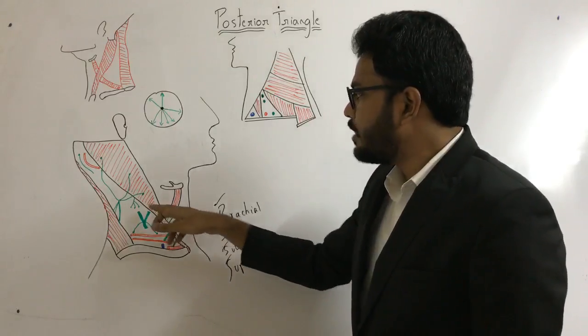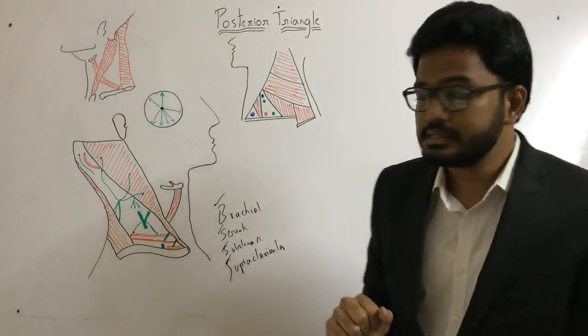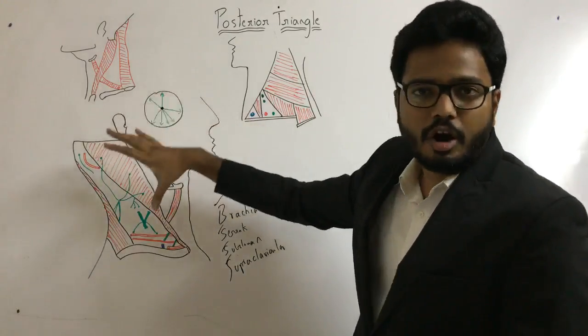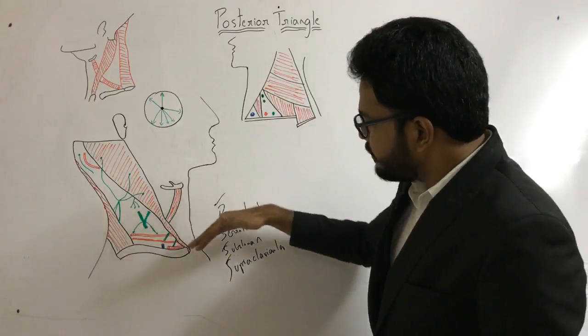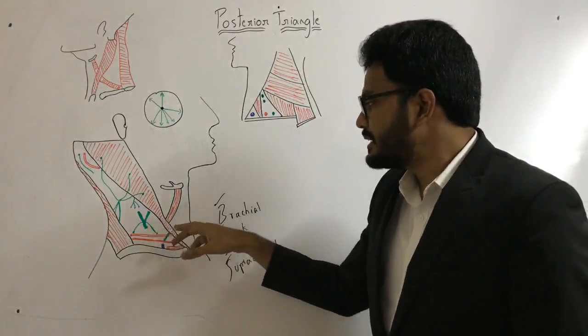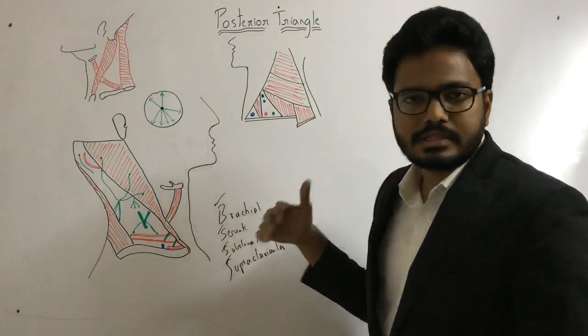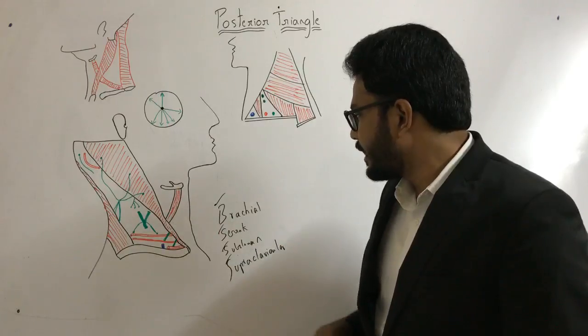And also we have the first part of the upper trunk of brachial plexus, and these are some of the nerve components in the occipital triangle. And then in the subclavian triangle, or the supraclavicular triangle, we have these three trunks of the brachial plexus: the upper, middle, and lower trunks are found in this subclavian triangle.